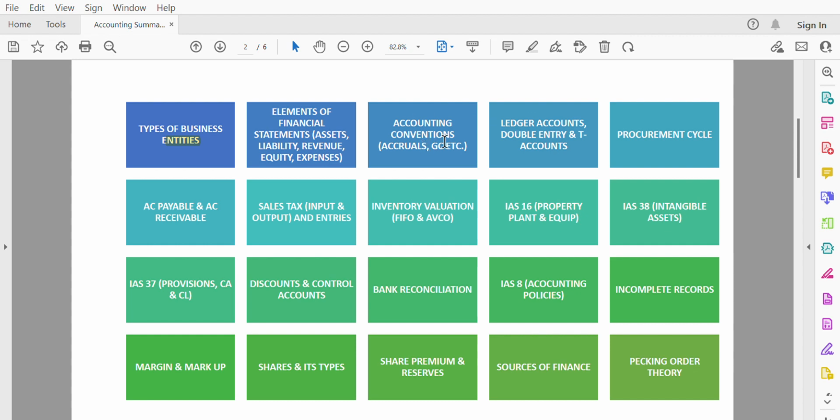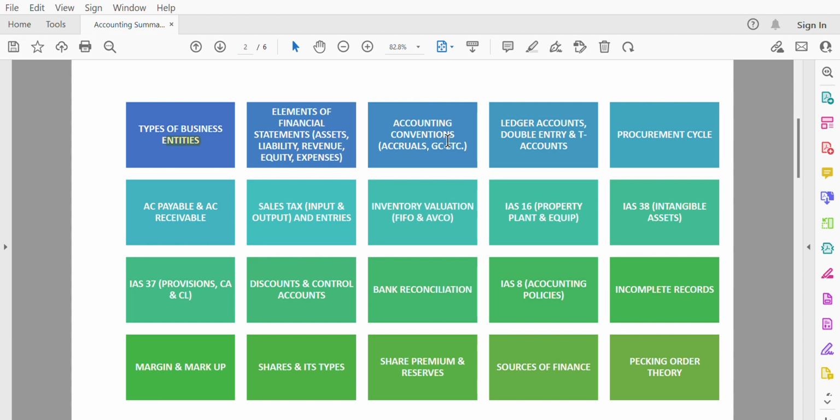And there are other concepts also, for example, materiality. Materiality means that information is material if it influences the economic decisions of the users of financial statements. So these are the basic accounting conventions which you need to know about.